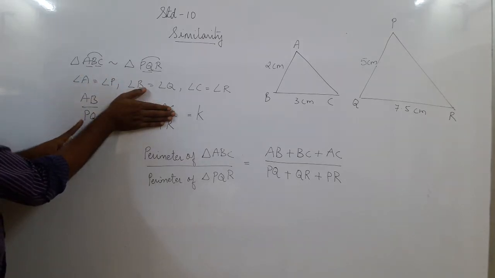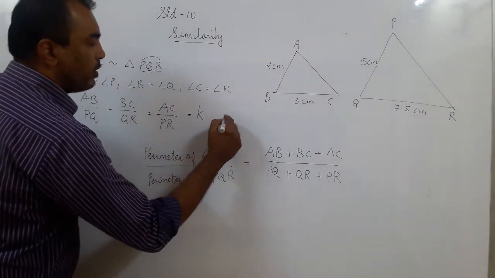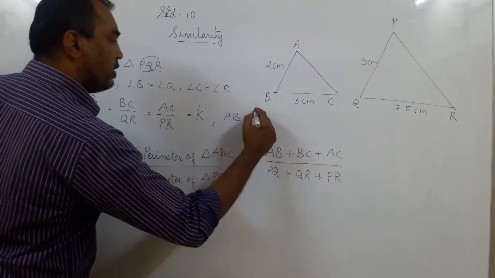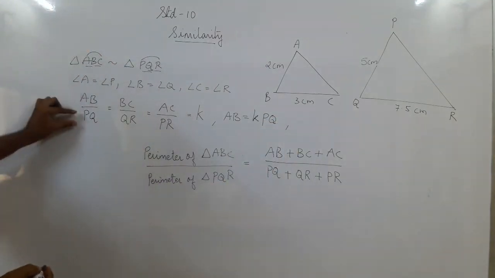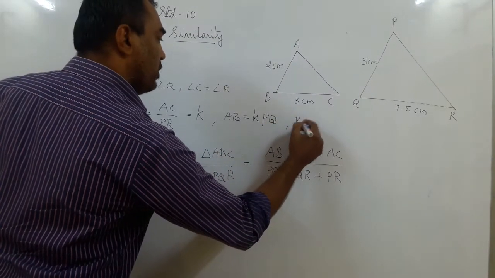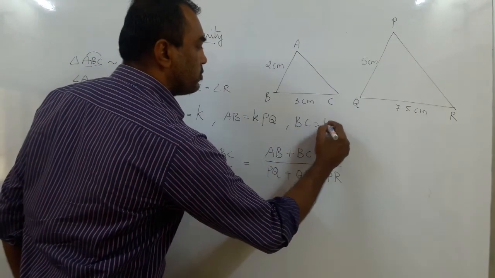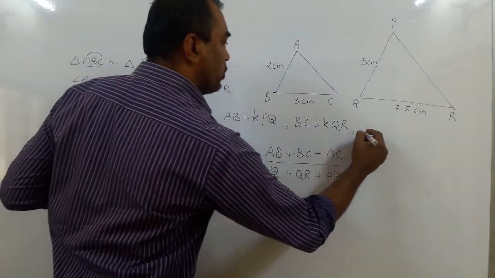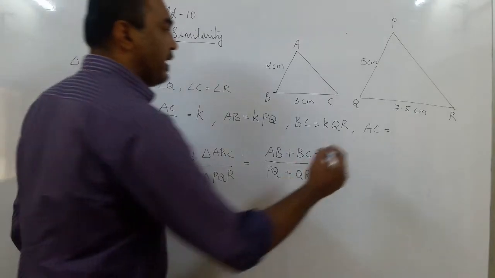So AB equal to, PQ I take in cross multiplication. So I get AB equal to K times PQ. In the same way, BC equal to K times QR. Okay, remember K is any ratio. And AC equal to, goes into multiplication, AC equal to K times PR.